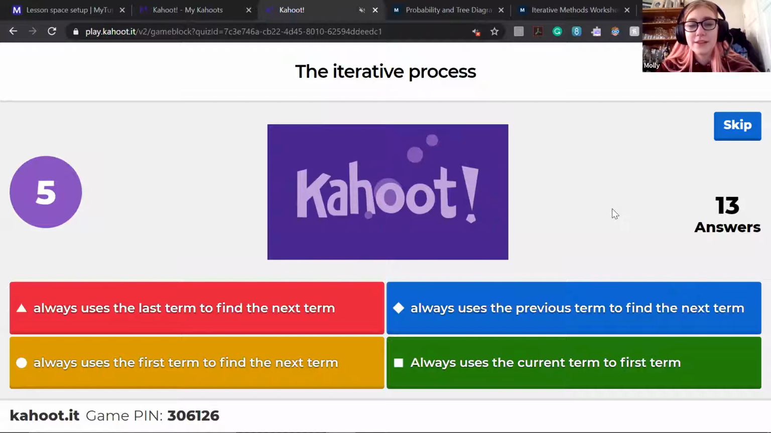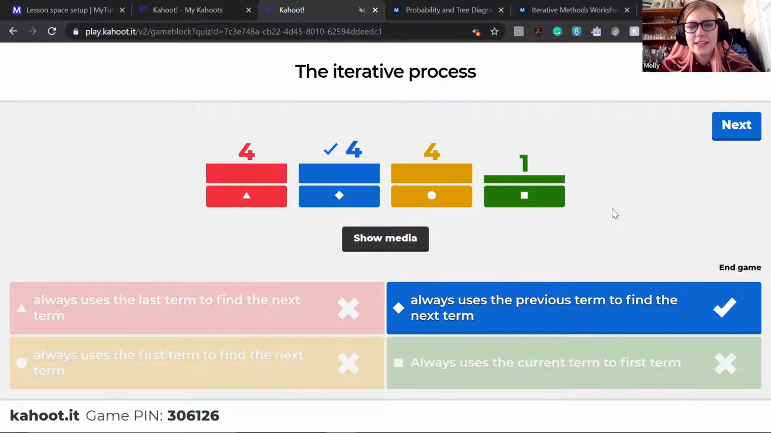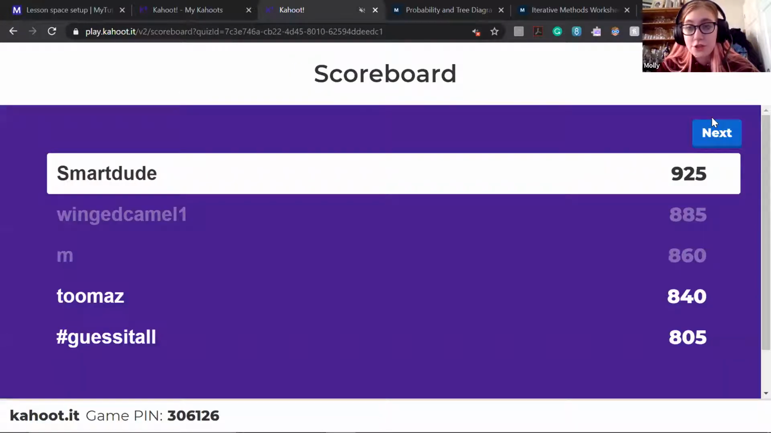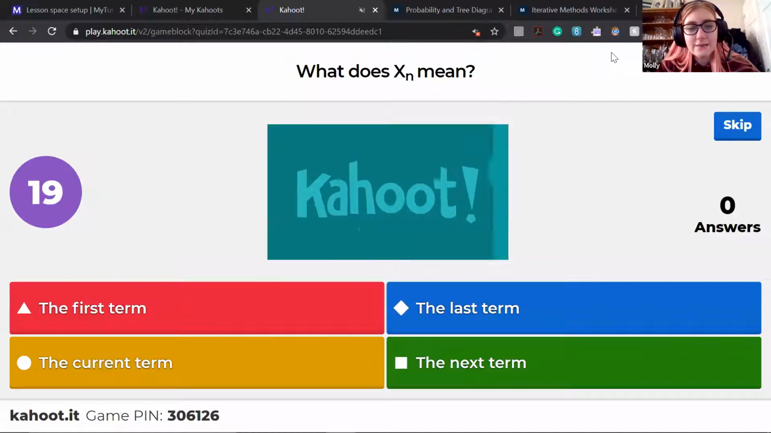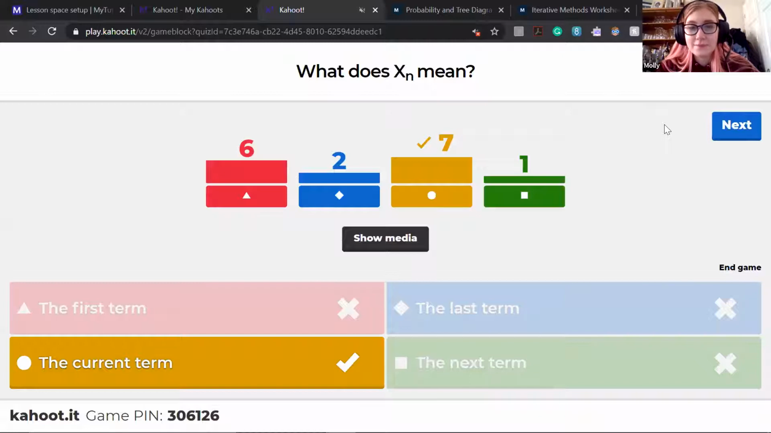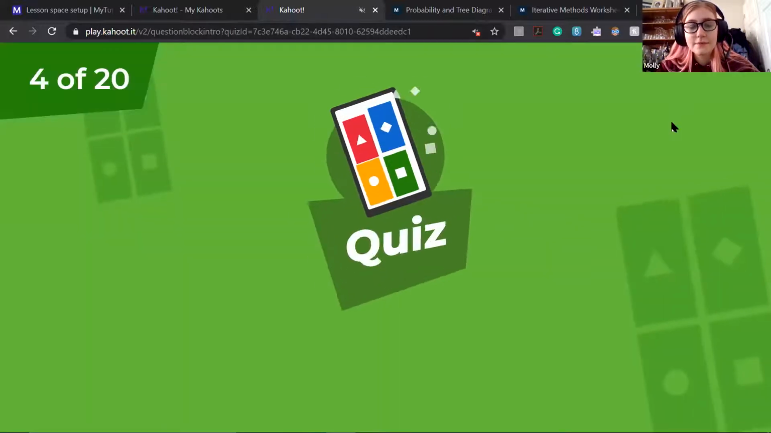Okay, cool. This is quite a tricky question. These aren't my Kahoots, by the way. I've merged 2 different Kahoots that I found because they basically did what I wanted to cover. So what's xn? I actually said this one before. Yeah, it's the current term in the sequence.